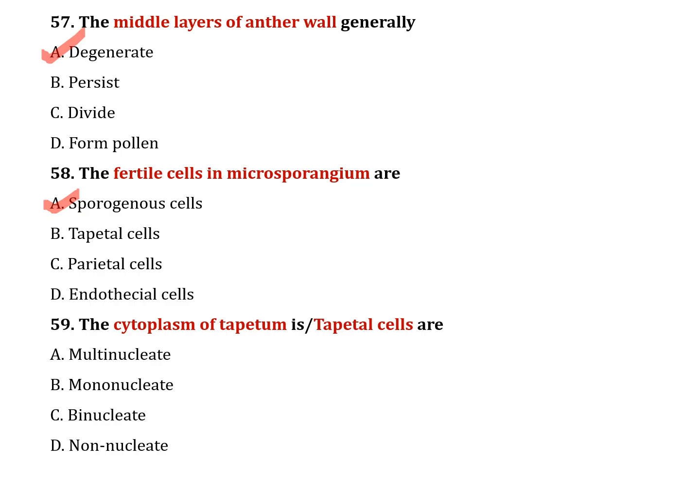The next question, number 59. The cytoplasm of the tapetum, or the tapetal cells, are: option A, multinucleate; option B, mononucleate; option C, binucleate; option D, non-nucleate. Correct answer is option A, multinucleate or polyploid.